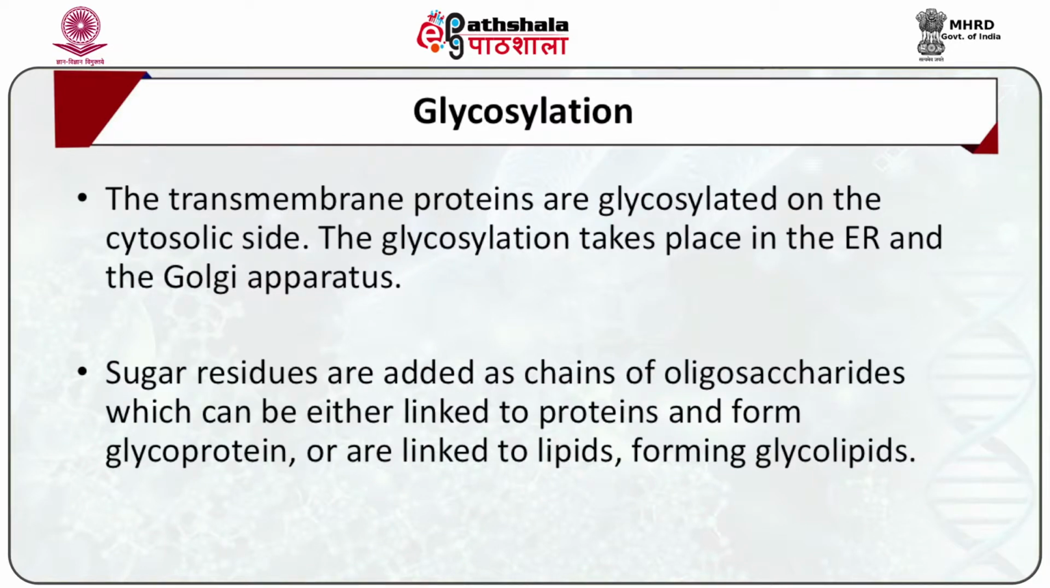Glycosylation. The transmembrane proteins are glycosylated on the non-cytosolic side. The glycosylation takes place in the ER and the Golgi apparatus. Sugar residues are added as chains of oligosaccharides, which can be either linked to proteins and form glycoprotein or are linked to lipids forming glycolipids. They also form the proteoglycans, which are long polysaccharides attached to transmembrane proteins.